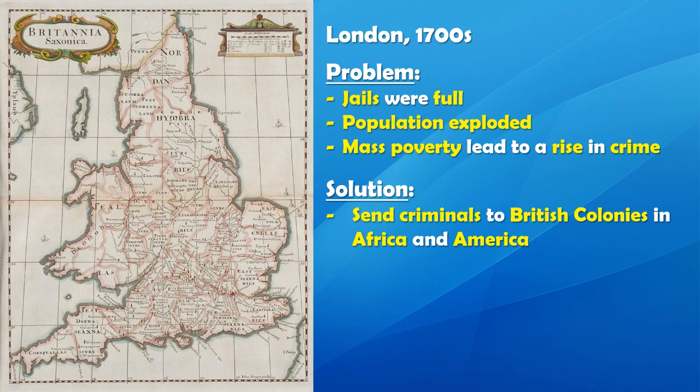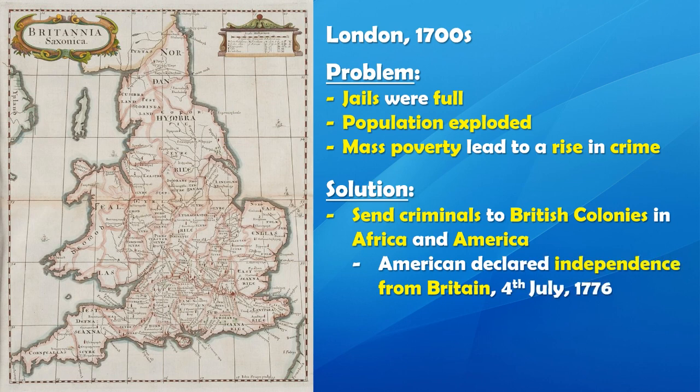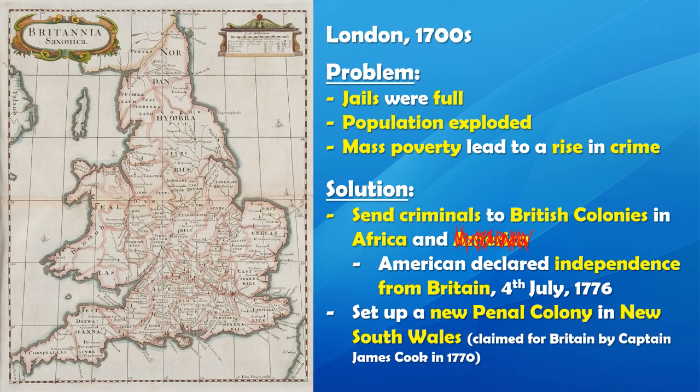They could send their criminals to British colonies in Africa and America. The problem was, America declared independence from Britain on the 4th of July, 1776, Independence Day. So that cancelled out America. So they set up a new penal colony in New South Wales, and that was the solution they went with.